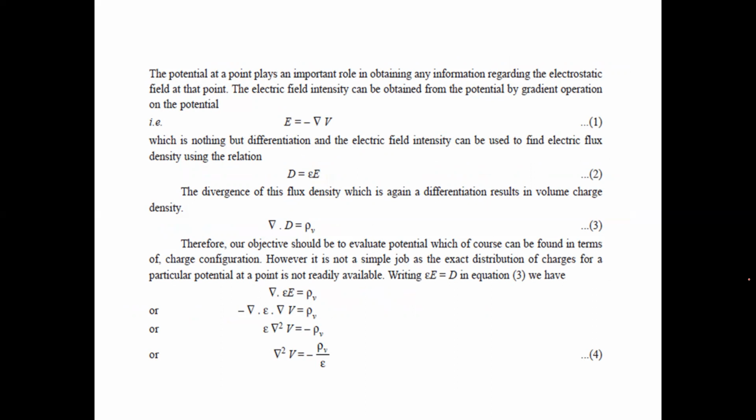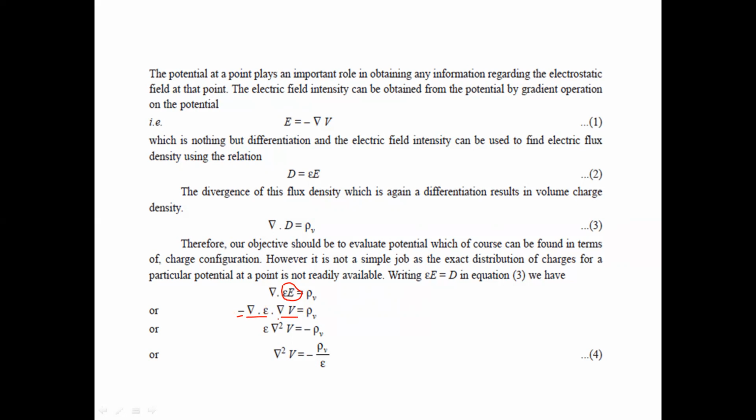Now, by substituting the electric field intensity into this flux density equation, we have del dot D, and this D is represented by epsilon times E, equal to the volume charge density rho V. And again, this electric field intensity can be represented in terms of potential as minus del V. So minus del dot epsilon del V is equal to rho V, the volume charge density.